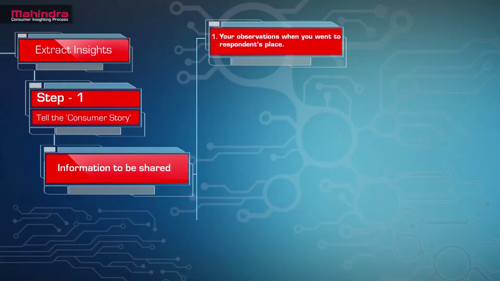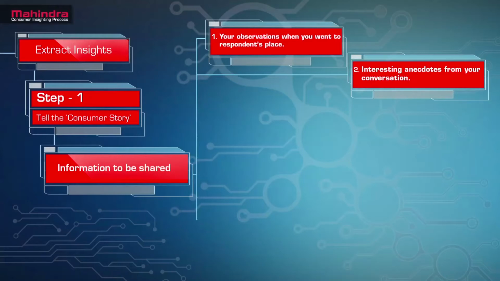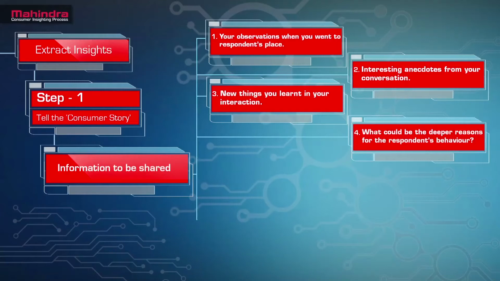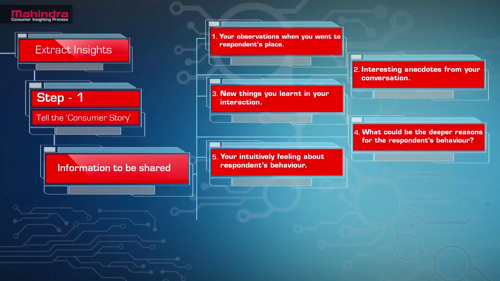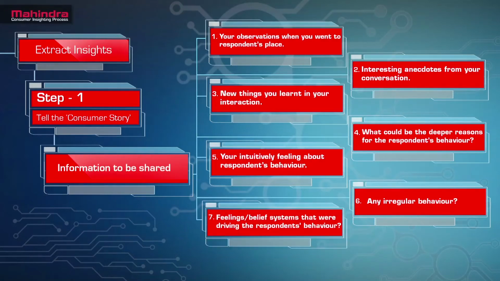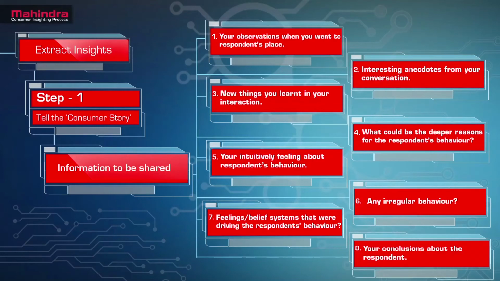Number 1, what did you observe when you walked into the respondent's home? Number 2, what are some of the interesting anecdotes from your conversation? Number 3, what new things did you learn from your conversation with the respondent? Number 4, what do you think may be the deeper reasons for the respondent's behavior? Number 5, what did you intuitively feel about the respondent's behavior? Number 6, did you spot any anomalous behavior? Number 7, what were the feelings and belief systems that were driving the respondent's behavior? Number 8, what are your conclusions about the respondent?